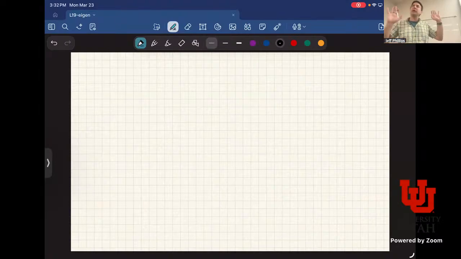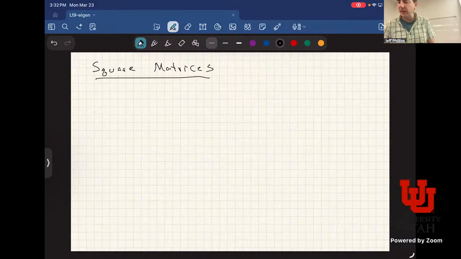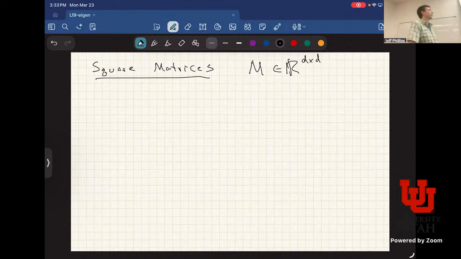Hopefully you've seen maybe a little bit of this before in linear algebra. Now we want to talk about the relation with eigen decomposition, working towards the algorithms. And for this, we need to talk again about square matrices, because to define eigenvectors, I need a square matrix M, and we're going to think about this as d by d.